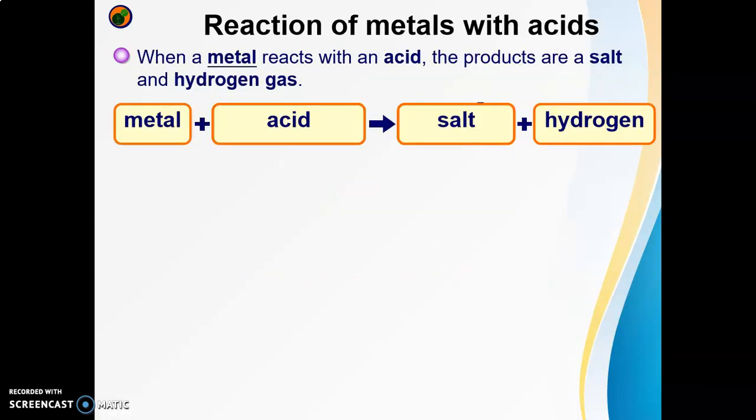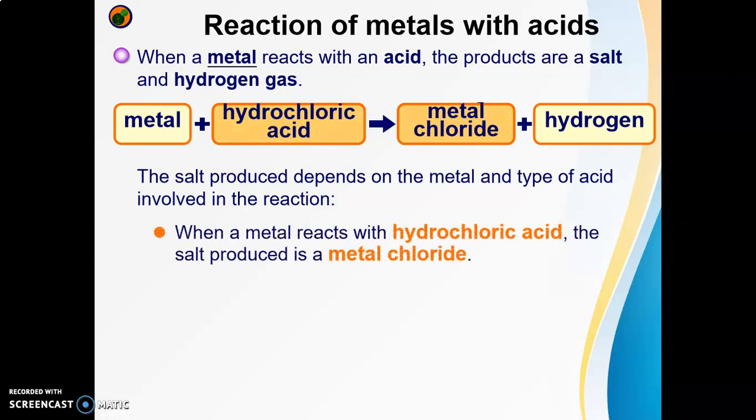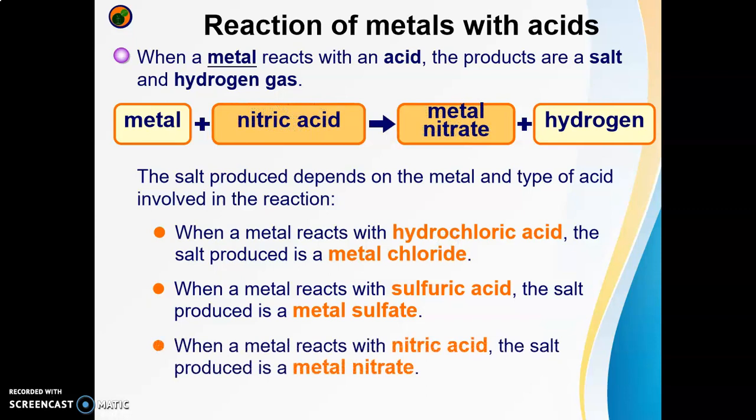So when a metal reacts with an acid, the products will be the salt and hydrogen gas. The salt produced will depend on the metal and the type of acid involved. If you use hydrochloric acid, the salt name will follow as metal chloride. The metal name will follow whatever metal we use. The hydrochloric acid will give you the chloride name for the salt, and hydrogen gas will be released. If you use sulfuric acid, the salt name will be metal sulfate. And if you're using nitric acid, the salt name will be metal nitrate.